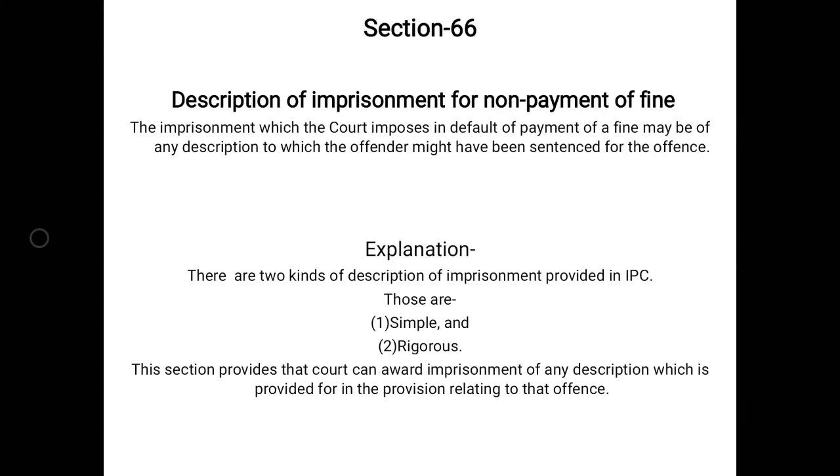Section 66. Description of imprisonment for non-payment of fine. The imprisonment which the courts impose in default of payment of a fine may be of any description to which the offender might have been sentenced for the offence. Explanation. There are two kinds of description of imprisonment provided in IPC. Those are simple and rigorous. This section provides that court can award imprisonment of any description which is provided for the provision relating to that offence.